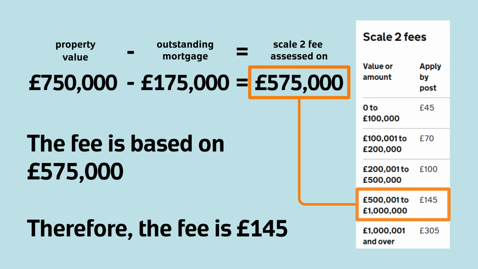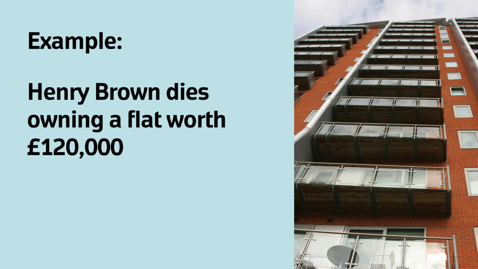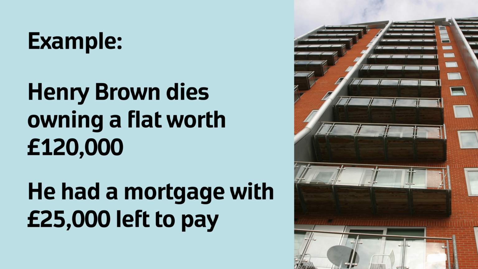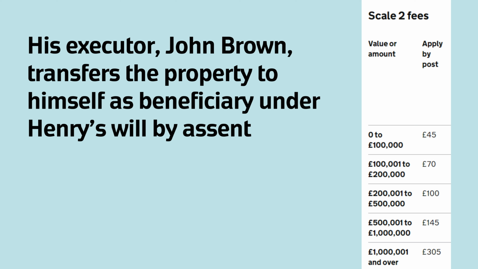And one more example. Henry Brown dies owning a flat worth £120,000. He had a mortgage with £25,000 left to pay. His executor, John Brown, transfers the property to himself as beneficiary under Henry's will by assent.